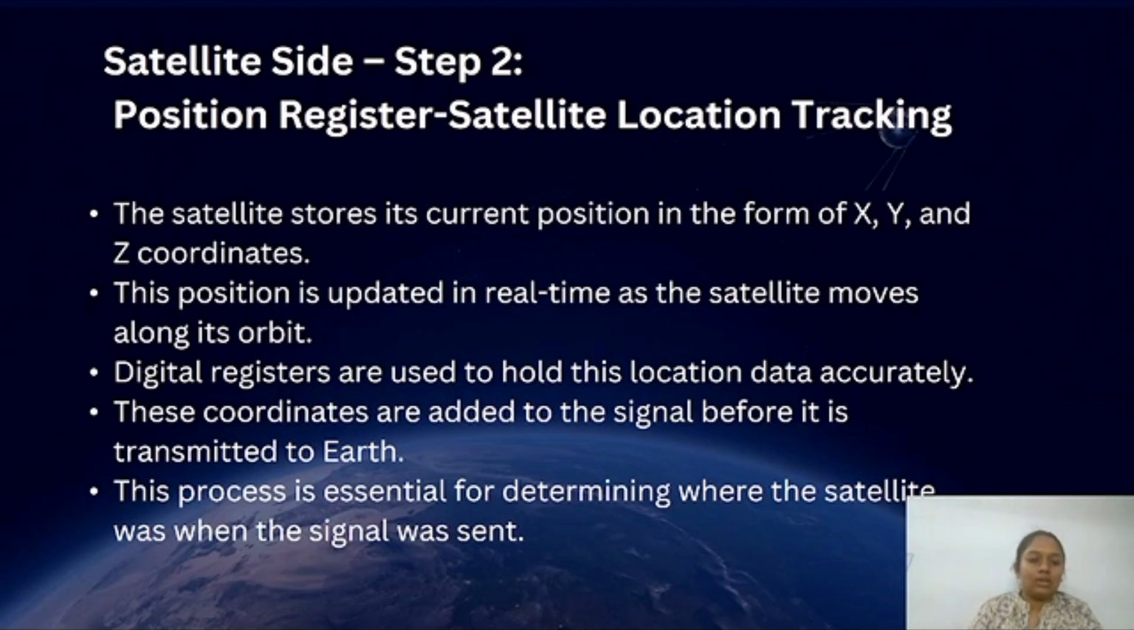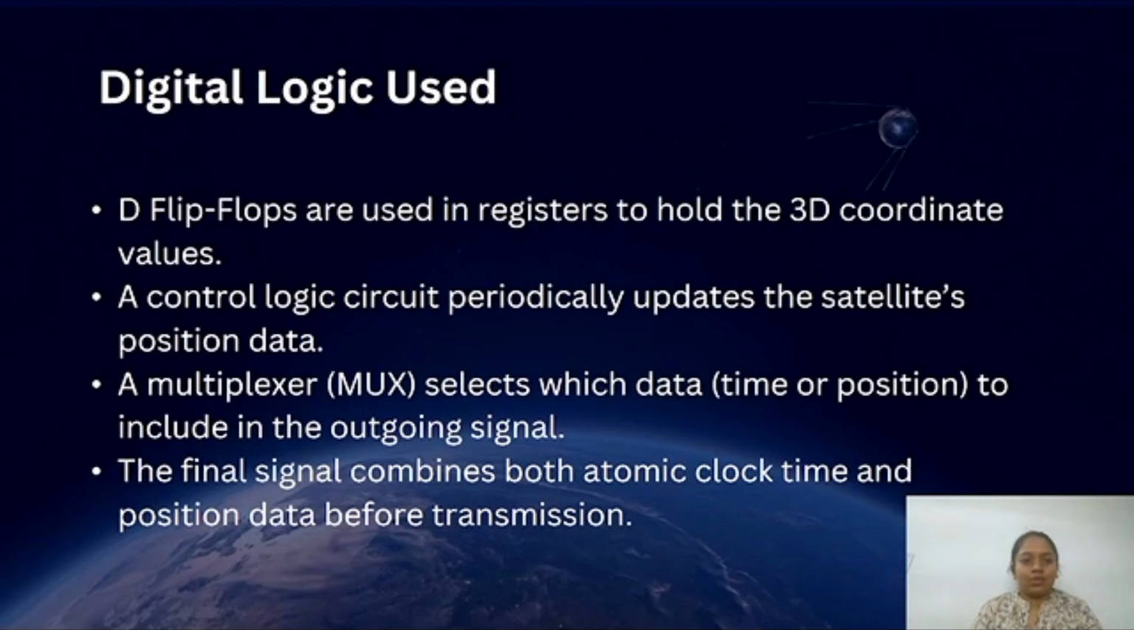The second component inside the GPS satellite is called the position register, for satellite location tracking. The register stores the satellite's current 3D position, which we represent in the form of XYZ coordinates. Since the satellite is always in motion, this position keeps getting updated continuously. So now the question is, how does the satellite store its location? So next is digital logic used in the position register.